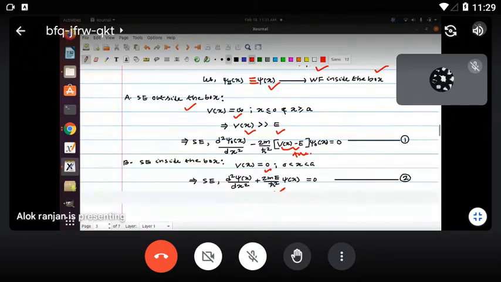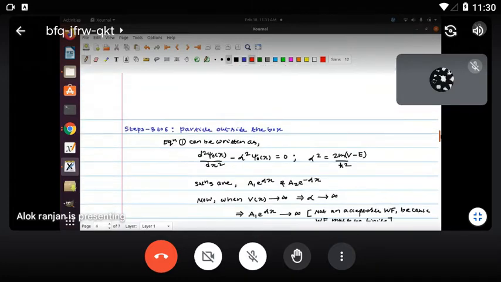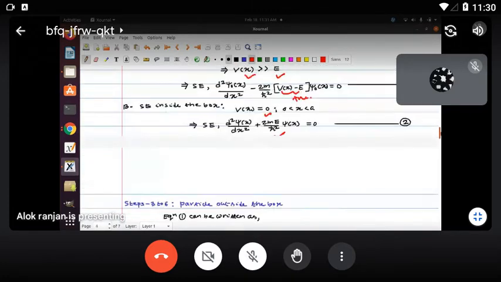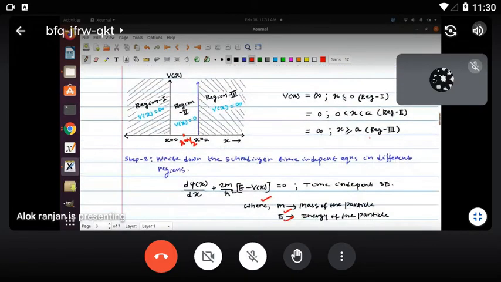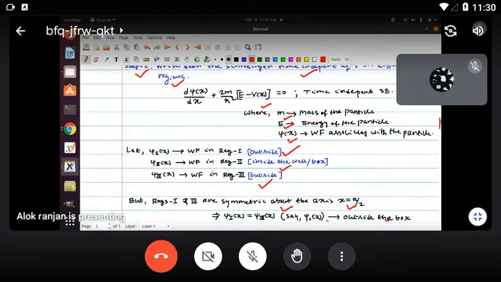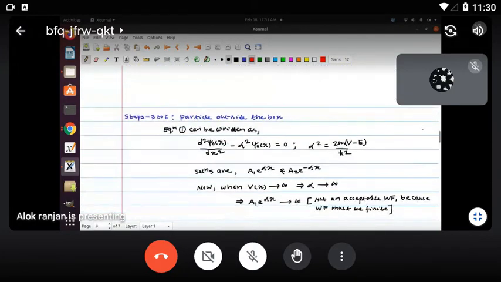So now we have the Schrodinger equation in both regions. Step 2 we have done: write down the Schrodinger time-independent equation in different regions. And then steps 3 to 6: we have to solve the Schrodinger equation.